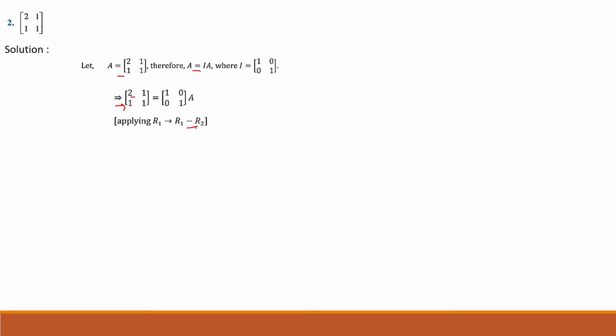In the second problem, let us take this matrix as A, and after writing in this format, first we have to make this element 1. So we'll subtract this 1 from 2. So the transformation will be R1 minus R2. So this will be 2 minus 1, 1, and 1 minus 1, 0. Similarly, here also 1 minus 0 is 1, and 0 minus 1 is minus 1.